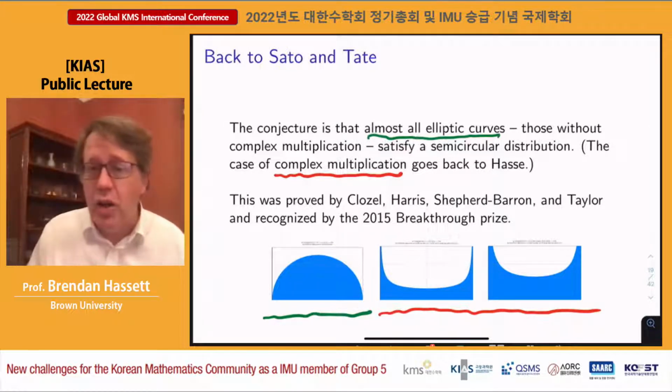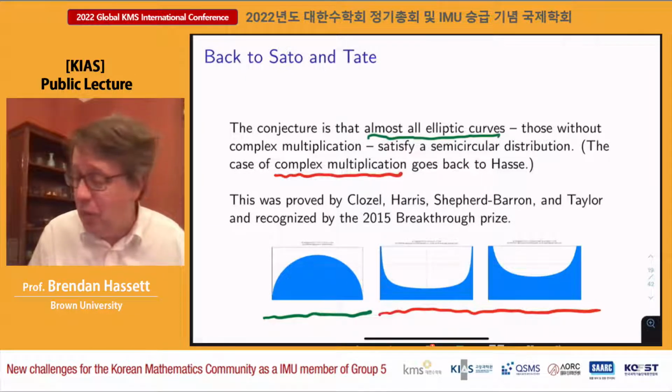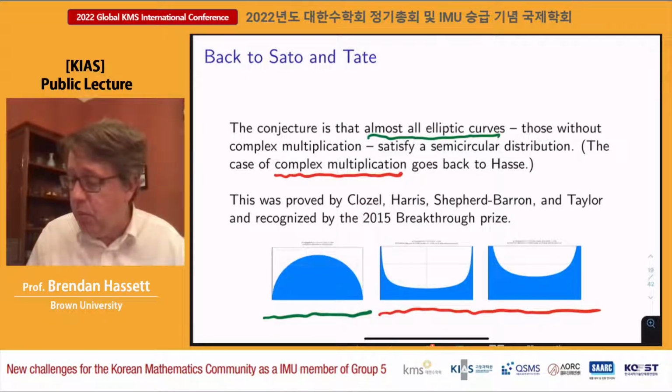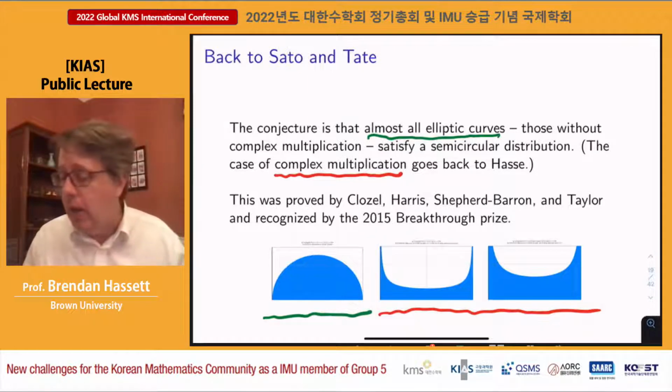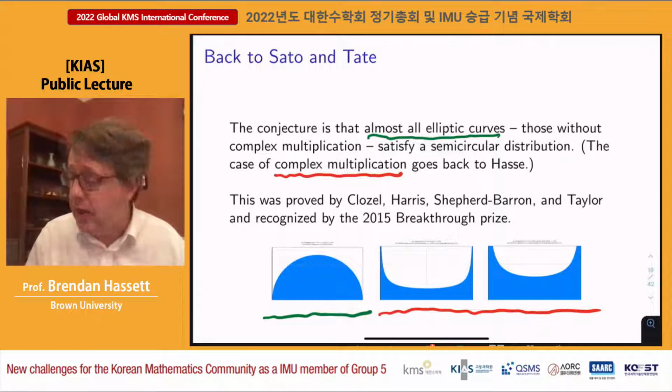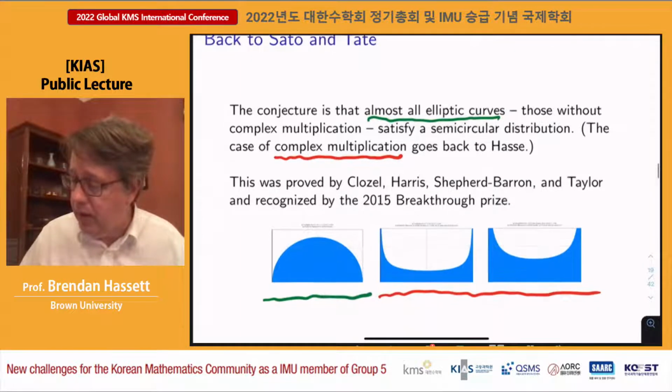So it didn't take us 140 years. We've actually made a little bit of progress. This has been proved by Laurent Clozel, Michael Harris, Nick Shepherd-Barron, and Richard Taylor. It won them the Breakthrough Prize. And so this is an important example of how major results came directly out of this analysis.